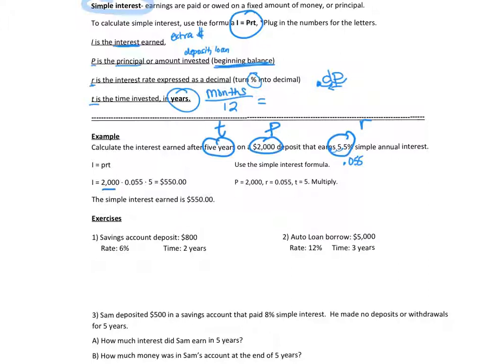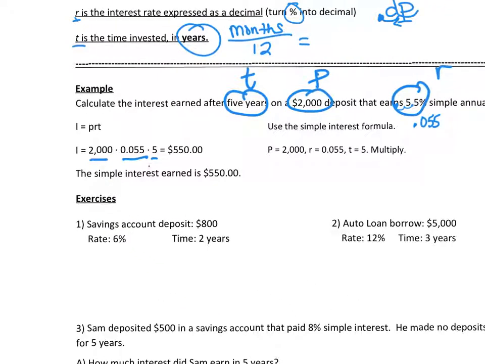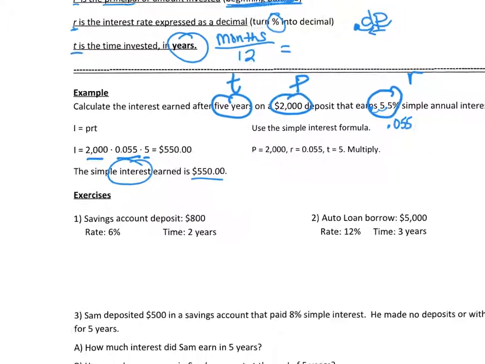And then we plug all that into our formula. So the P is 2,000, the rate 0.055, and the time 5 years. And we just multiply all 3 of those numbers together. And that gives you your interest earned. So the interest earned was $550.